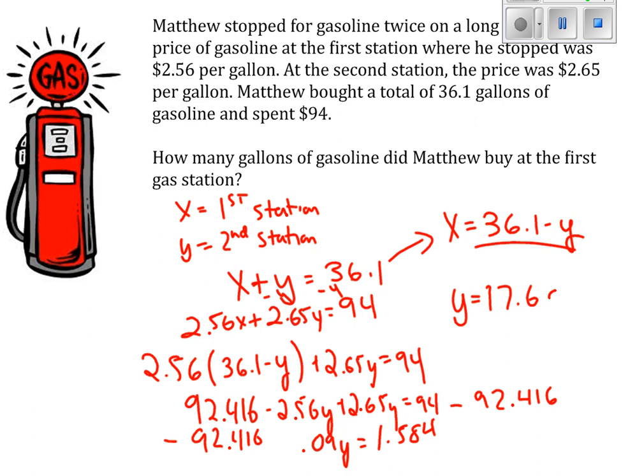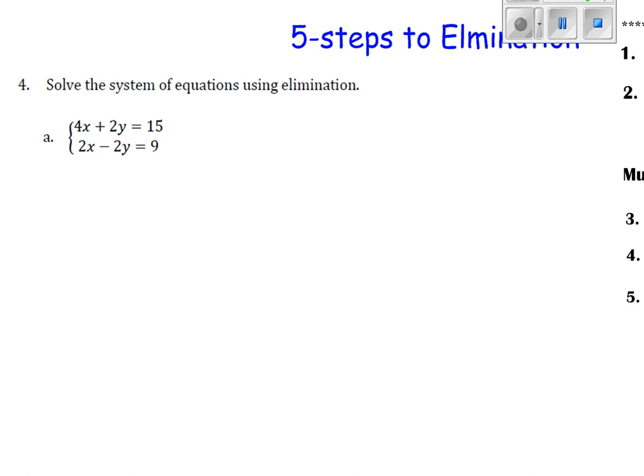So what this means is at the second filling station, he filled up with 17.6 gallons. The first one is going to be just 36.1 minus that. So that means at the first station, he got 18.5 gallons. So walking through, set up a variable for each one, and then set up your systems, and then solve them. So elimination.